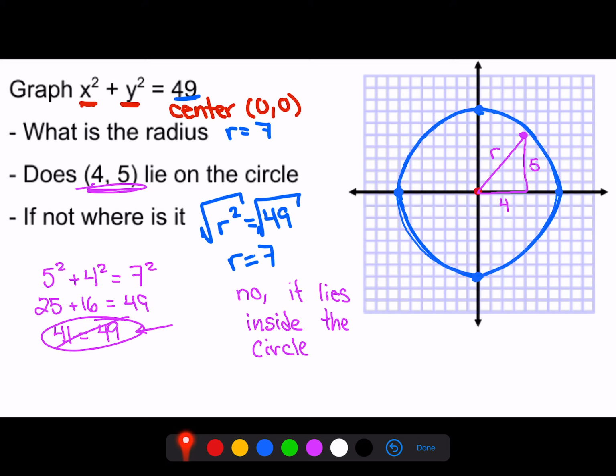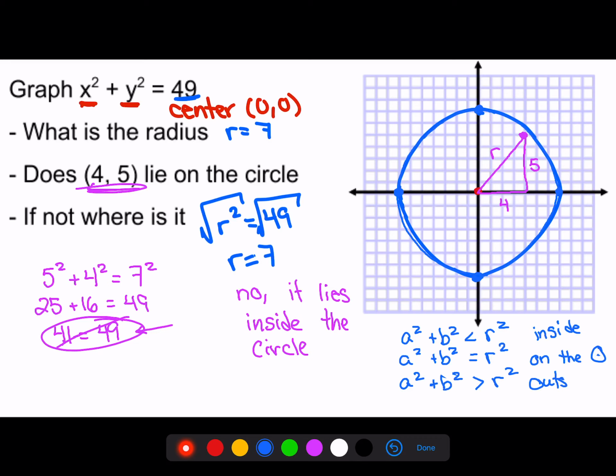So what this means is, if a squared plus b squared is less than r squared, then we have it inside the circle. As we just saw, a squared plus b squared was less than c squared, less than our radius squared, so we're inside the circle. If a squared plus b squared equals r squared, our radius squared, that means we're on the circle. And if a squared plus b squared is greater than r squared, that means we're outside the circle.